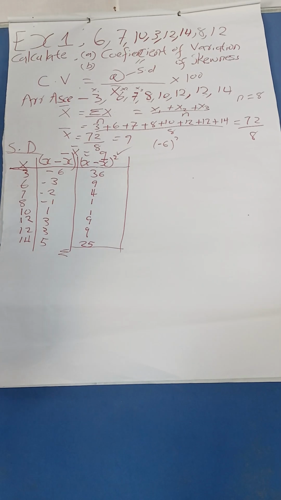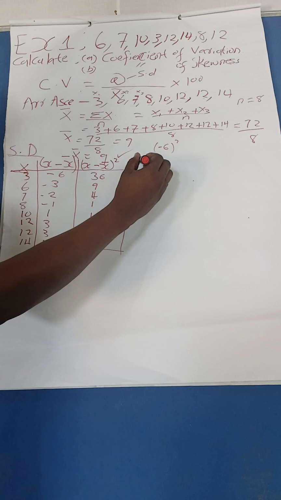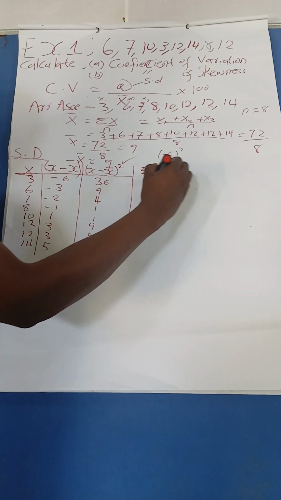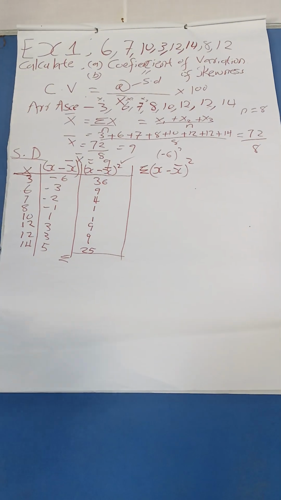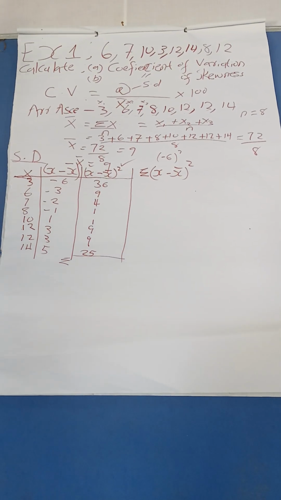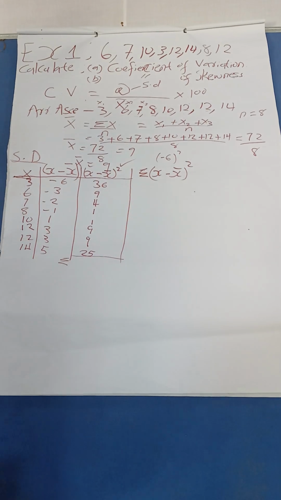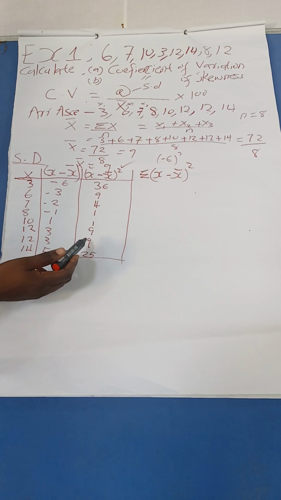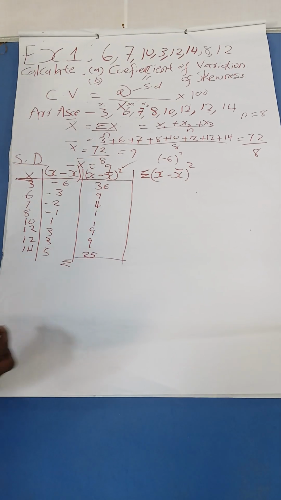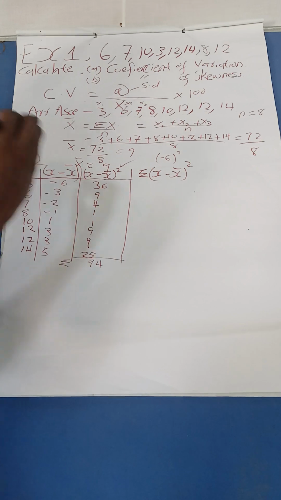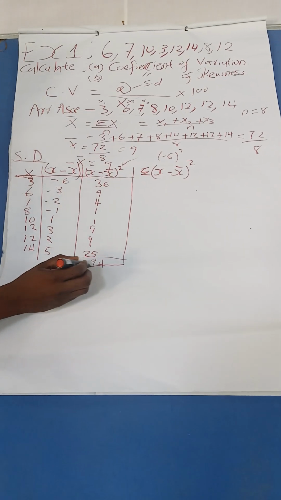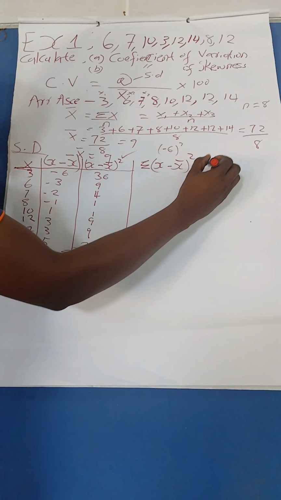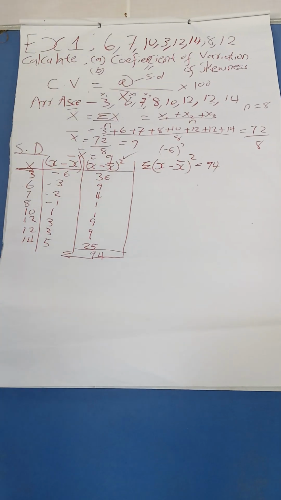So we want to get the summation. When I say summation, it's just the total. We already have the figures of x minus mean squared, so we just get the total of these: 36 plus 9 plus 4 plus 1 plus 1 plus 9 plus 9 plus 25. I'll have 94. Good, well done. So we have a total summation of 94.